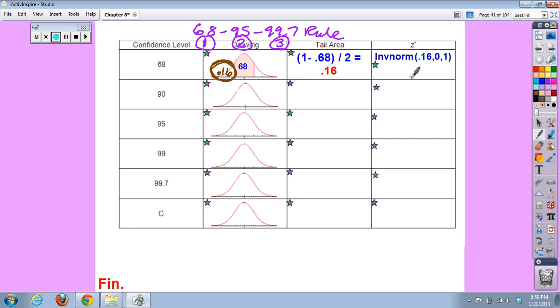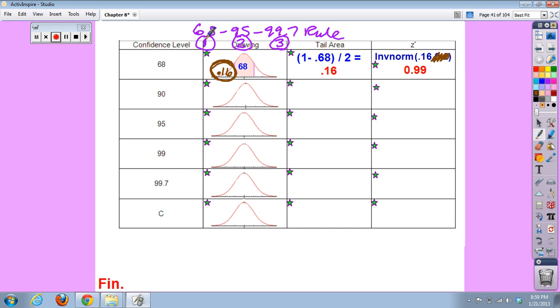In your calculator, it's been a while since we've used inverse norm before, but it's right below normal CDF. You don't really have to put in this 0 and this 1 here, which this is the only time I put it in, because we're talking about a standard normal curve that has a mean of 0 and standard deviation of 1. So really, if you just type in inverse norm 0.16, it gives you the z-score, how many standard deviations away that tail is.